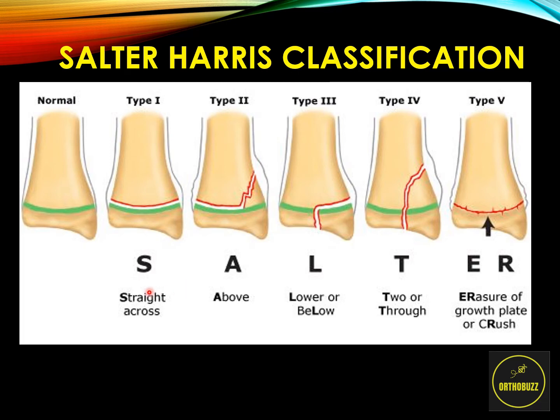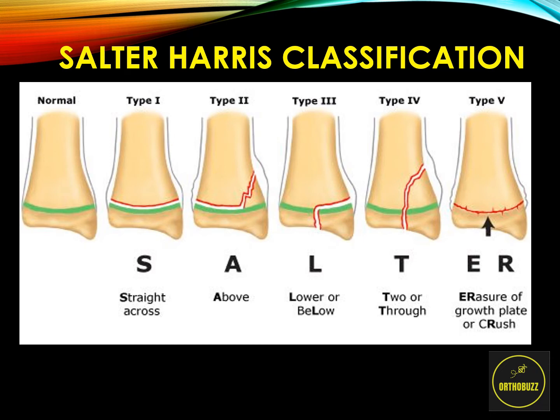Salter-Harris type 1 is where the fracture is straight across the growth plate. Type 2 is where the fracture goes straight across and actually goes slightly above and therefore into the metaphysis. Type 3 is the opposite, through the growth plate and into the epiphysis. Type 4 is where it goes through the metaphysis and the epiphysis. And type 5 is a crush injury with erasure of the growth plate. This can be memorized here with the mnemonic SALTER as shown below.